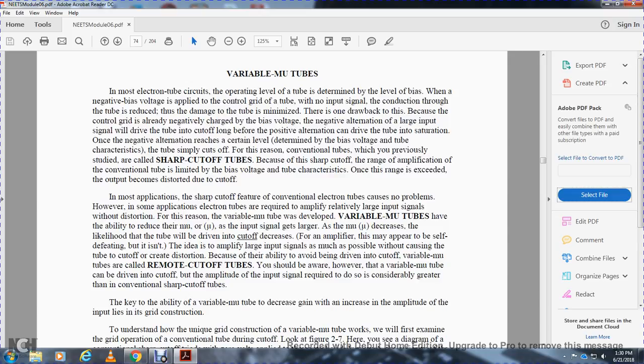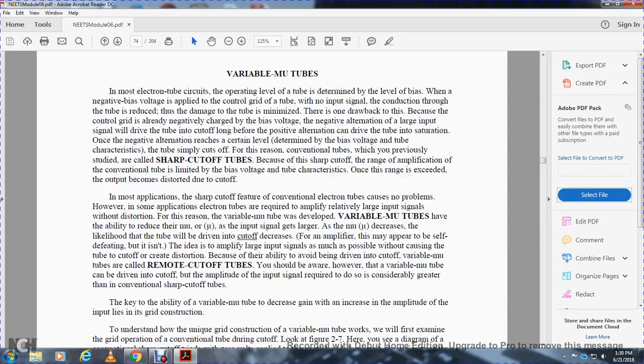For this, the variable mu tube was developed. Variable mu tubes have the ability to reduce their amplification as the input signal gets greater. As the mu, or amplification, decreases, the likelihood of the tube being driven into cutoff decreases. This may appear to be self-defeating, but it isn't. The idea is to amplify large input signals as much as possible without causing the tube to cut off and create distortion.